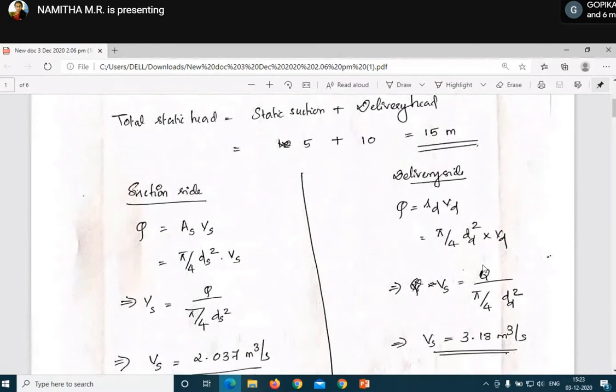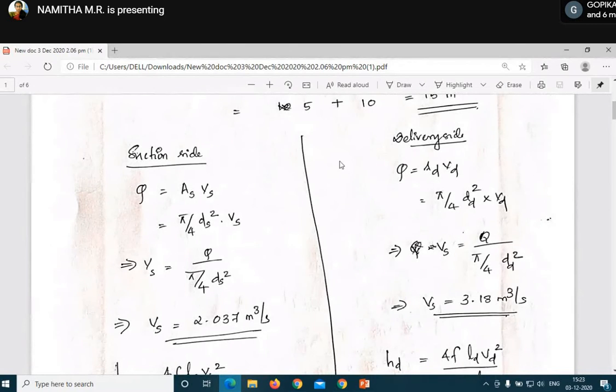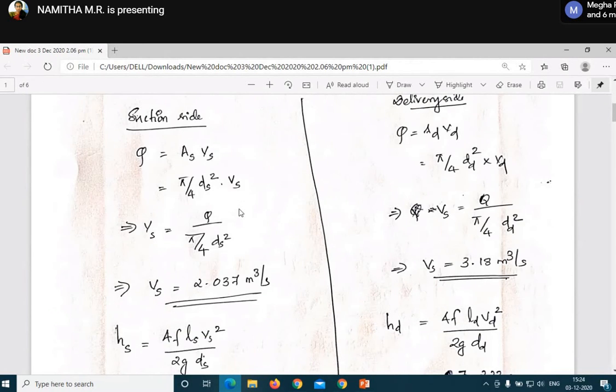So we have two sides, suction side as well as delivery side. In our question, they have given us the friction factor as 4F. So the friction factor is given. That means there are some friction losses in the delivery as well as the suction side. So we have to calculate the friction loss. The equation for friction loss is this: H is equal to 4FLV square divided by 2GD. For the suction side, we give the suffix S, and for the delivery side, we give the suffix D.